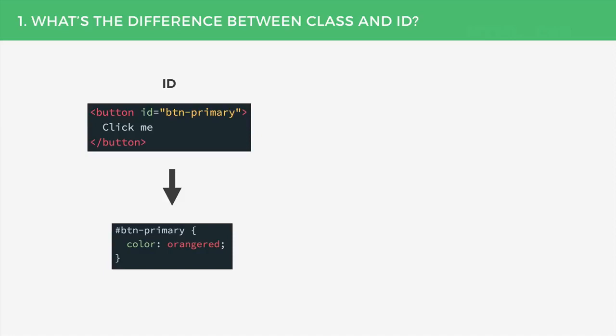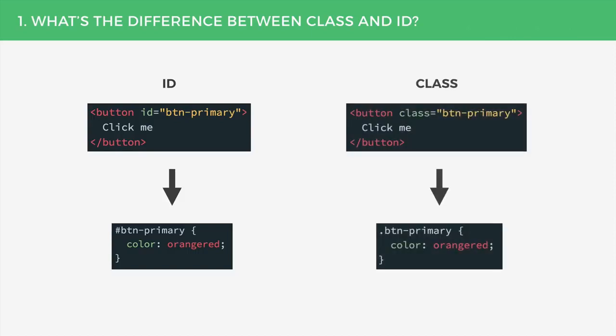So basically, we use IDs and classes to give HTML elements names, so we can then select them in CSS in order to style them. So to use an ID, we use the ID attribute in HTML and the hash symbol to select the element by ID in our CSS code, just like you can see in this example here. Now, to use a class, we use the class attribute in HTML and select the element in CSS using the dot selector. But now, what's actually the difference between them?